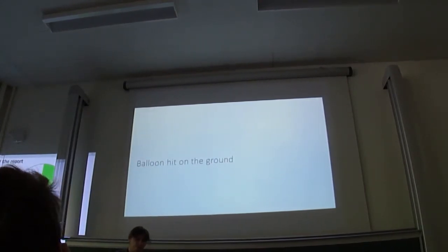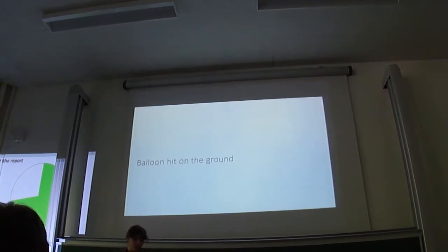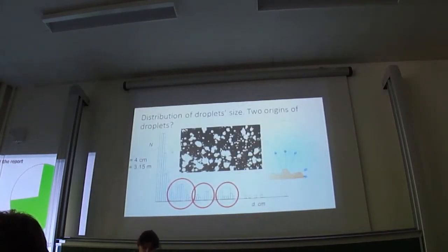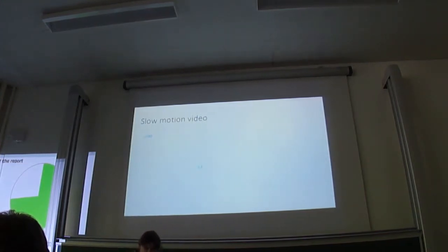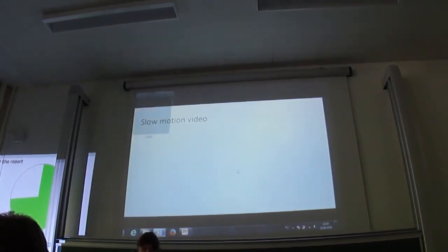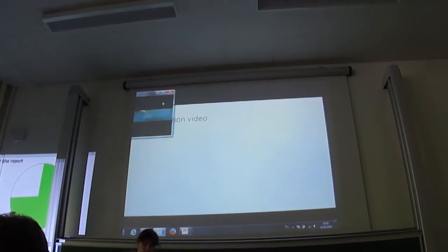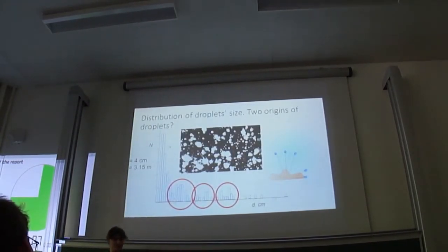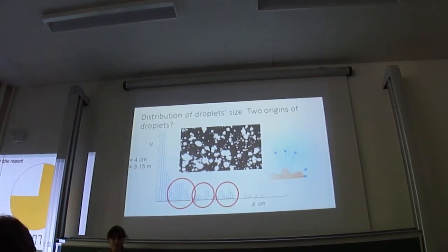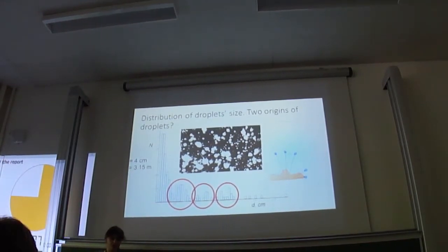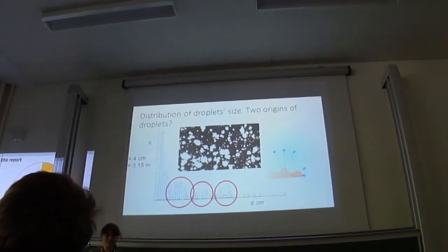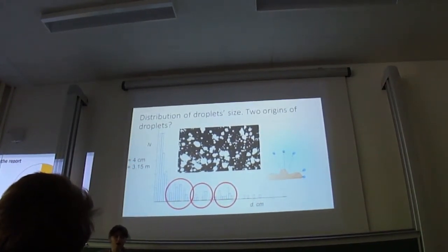Now let's consider the second case, a violent hit on the ground. Here you can see our slow-mo video of how the droplets form. And here you can see the distribution of droplet size. You can see some interesting maximums on the histogram for sizes.